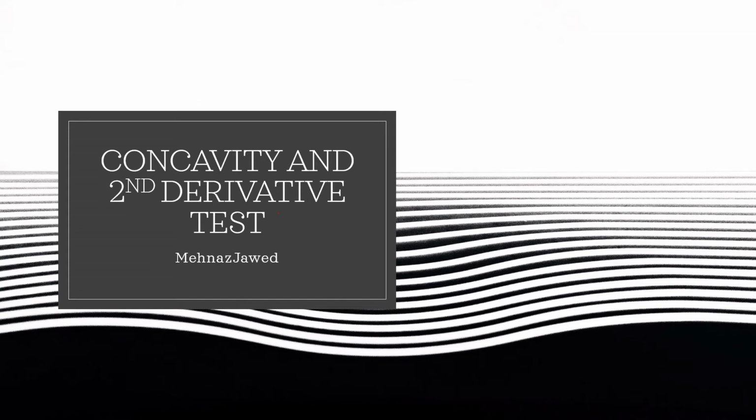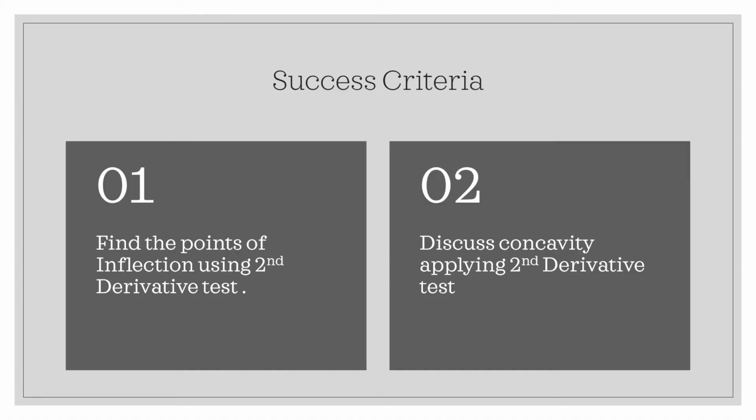Hello students, today our topic is concavity and second derivative test. I already have made many videos on this topic, but here I am going to solve one particular question so that your doubts can be clear. So our success criteria here is to find the points of inflection using the second derivative test and discuss the concavity of the square root function applying the second derivative test.